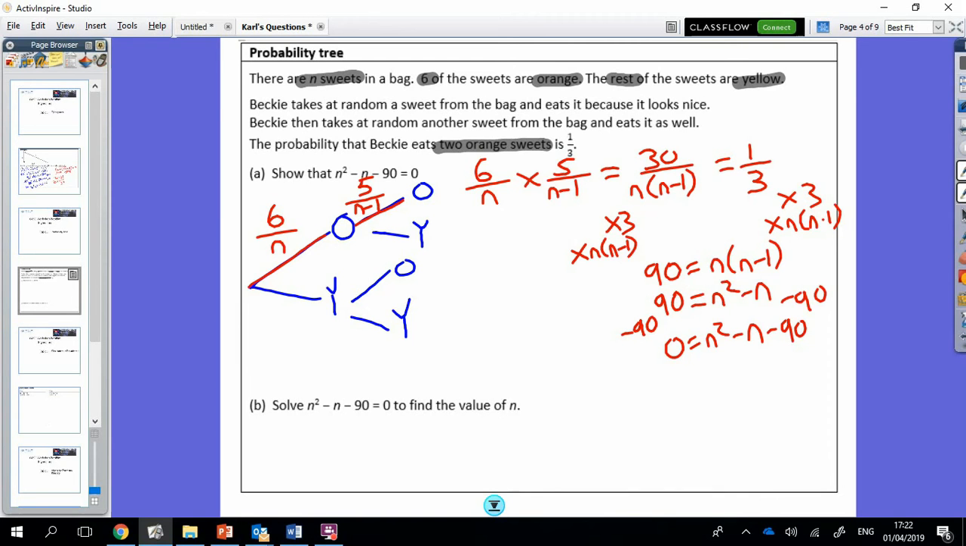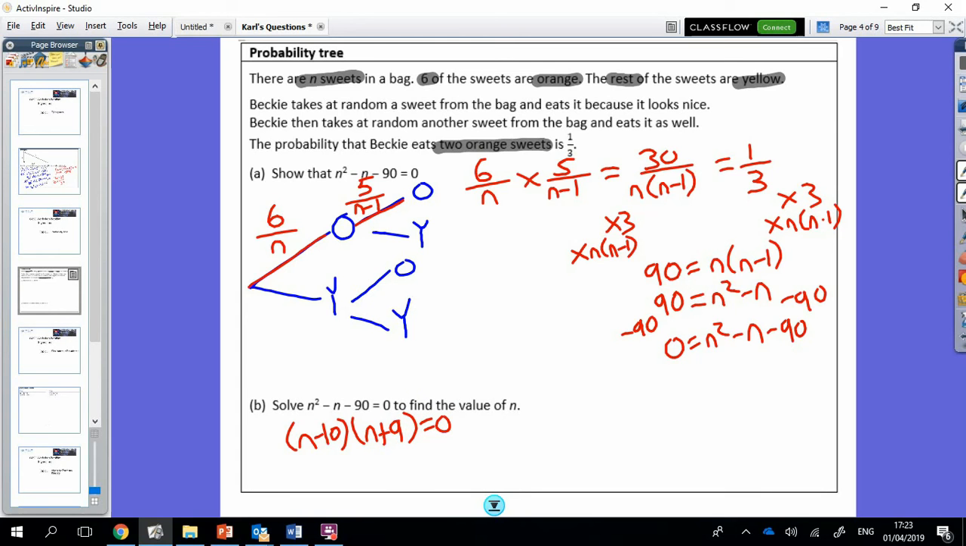In part B, notice we could do part B without having done part A. Really useful point for your exam technique. We've got a quadratic equal to 0. Many techniques you can use. The first one really should be considering your factorising. So I'm looking for 2 numbers, because it is 1n squared, that multiply to negative 90 but add to negative 1. So take away 10 or negative 10 plus 9.